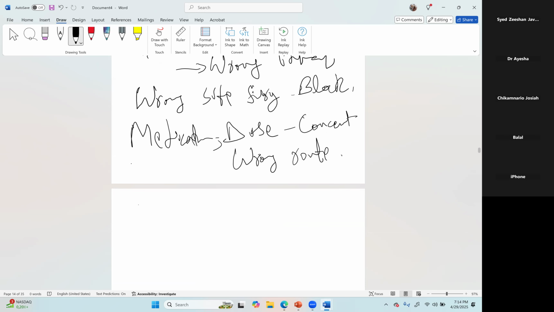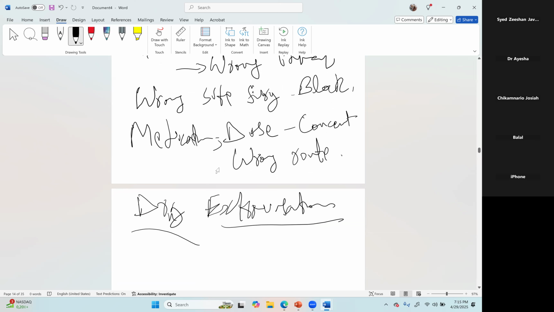Then, for example, there is drug extravasation. This is also a never event. So now if drug extravasation has occurred, how will you handle this situation? Nobody is actually interacting, so does anyone want to speak out, please?